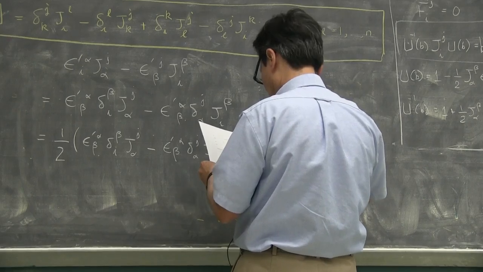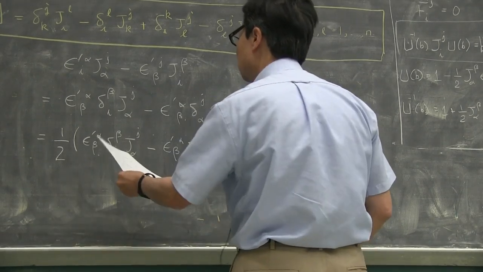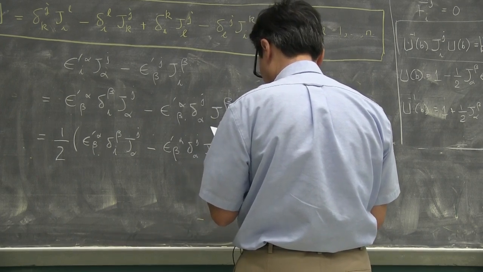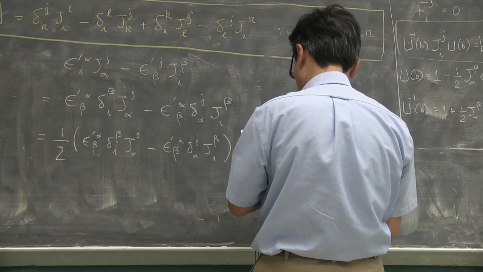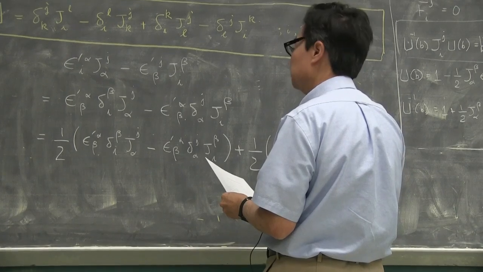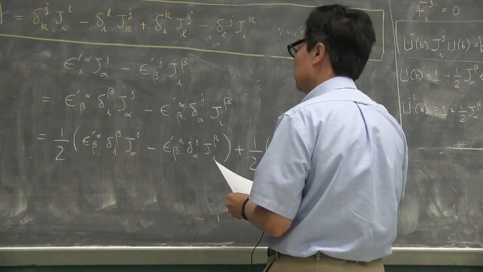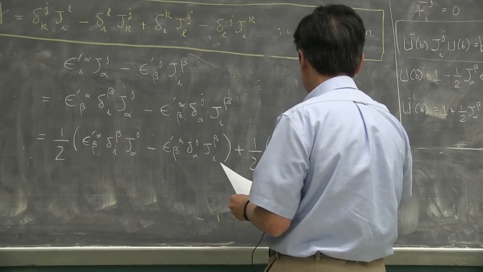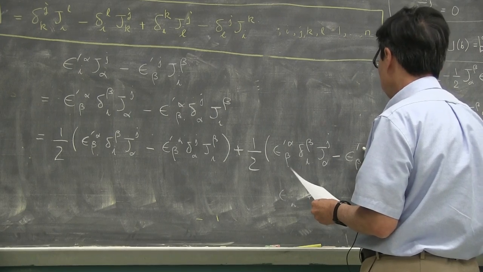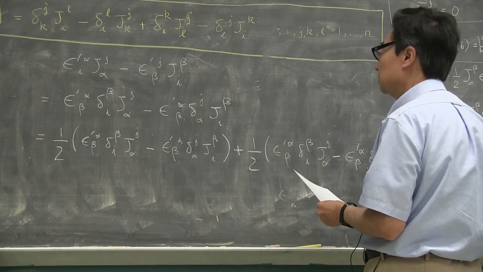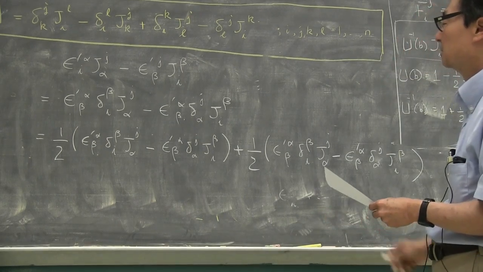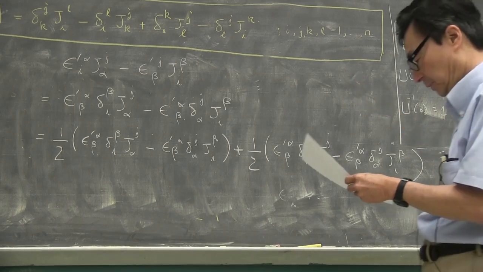epsilon prime, epsilon prime, third and fourth terms. Okay. So beta alpha delta I beta. Minus epsilon prime beta alpha delta alpha j j I beta. So nothing mysterious in here, right? So we split it off into 1/2 of that plus 1/2 of the same thing.